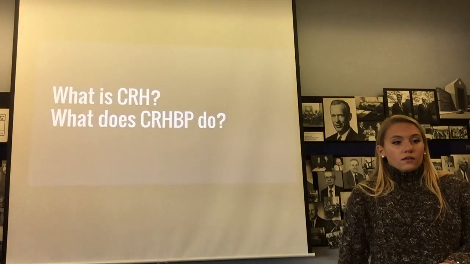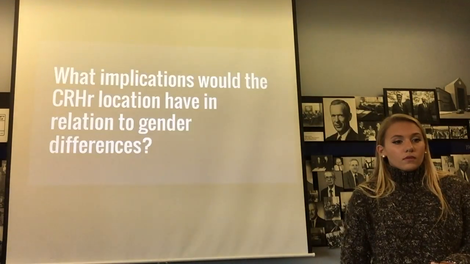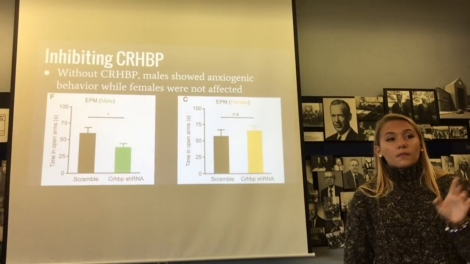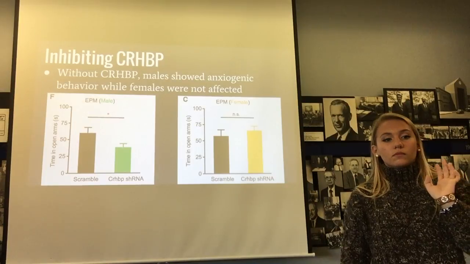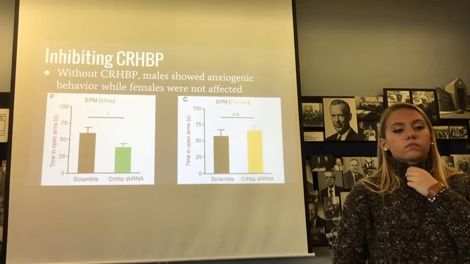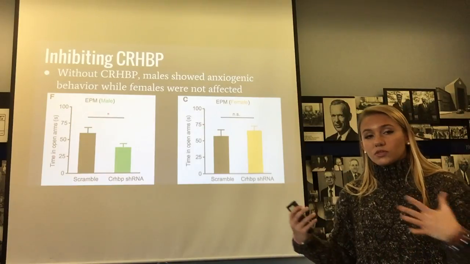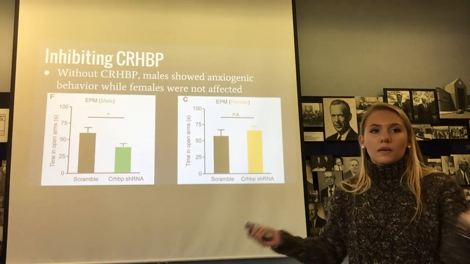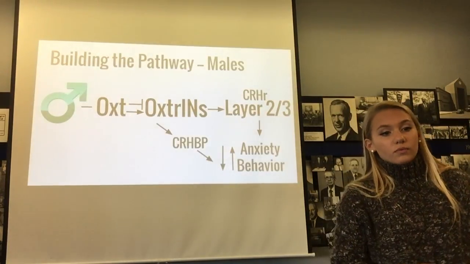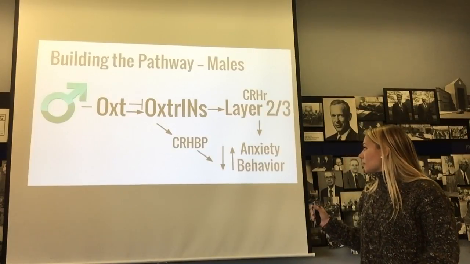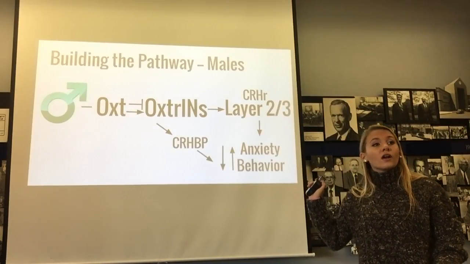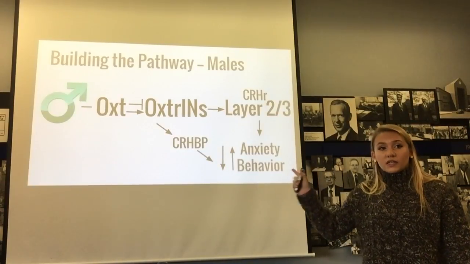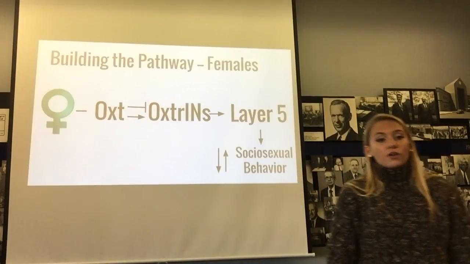And then these are either the binding protein being there or the binding protein not being there. So it's 3 different pieces to the same puzzle. Like I said earlier, now we find out that CRHBP is inhibiting this anxiety behavior, and the oxytocin receptor interneurons are key so that CRHBP is being signaled to inhibit anxiety behavior.